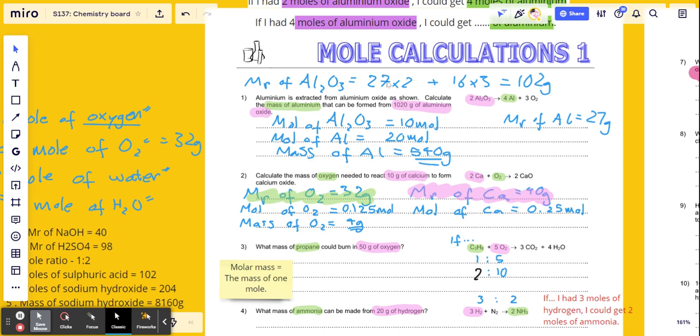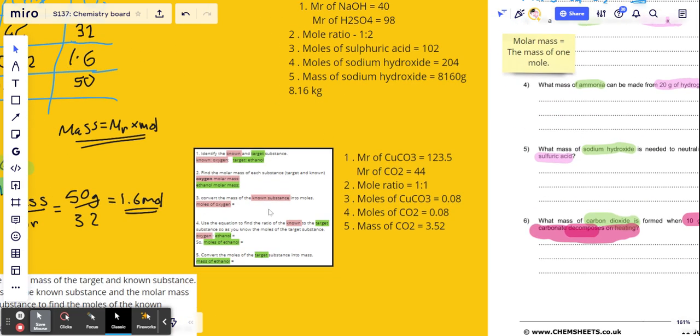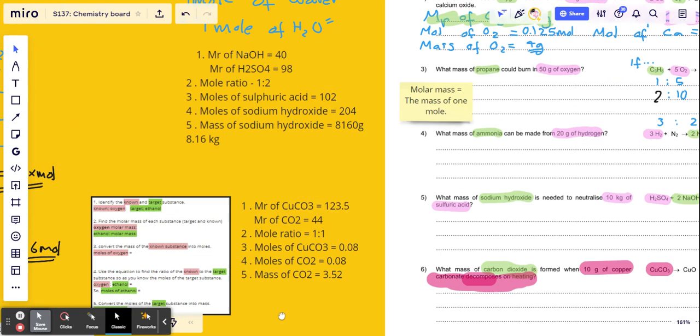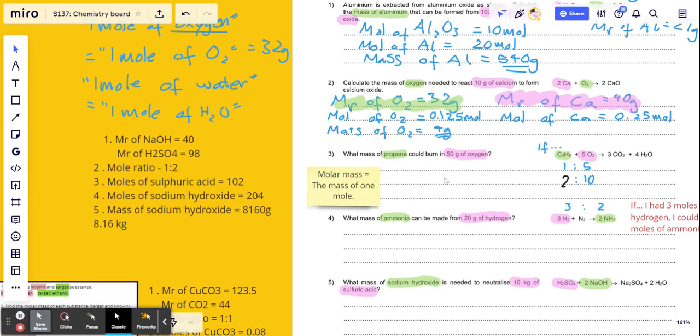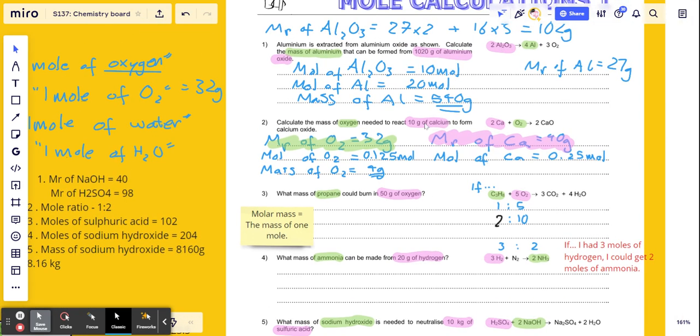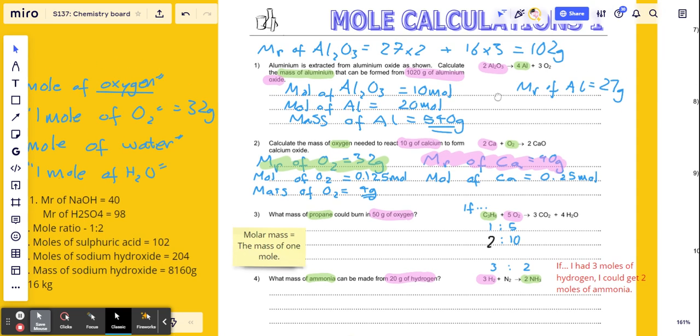We've already seen the atomic mass of aluminium is 27, so the molar mass of aluminium is 27 grams. The next stage is to convert the known substance into moles. We've already done that just from glancing at it. We know the mass, and we know the molar mass is 102, so the moles are the mass divided by the molar mass, which is 10 moles.